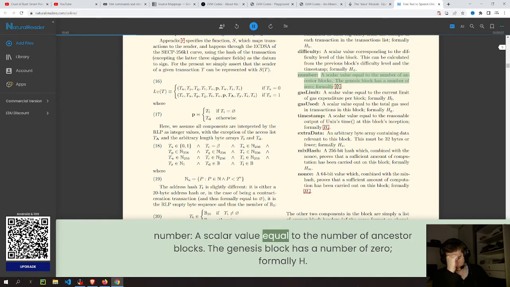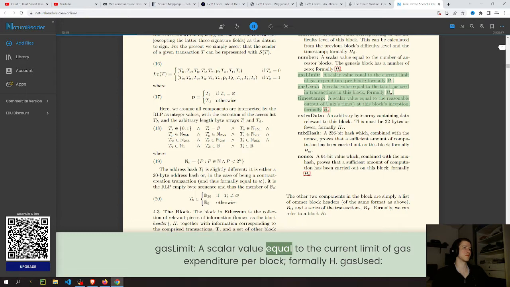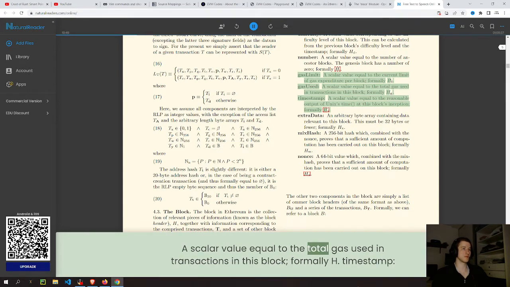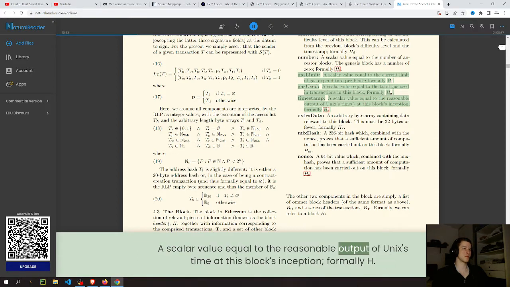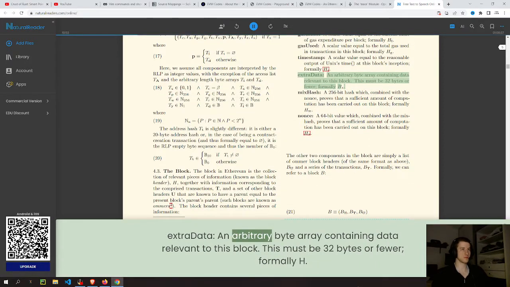Number, a scalar value equal to the number of ancestor blocks. The genesis block has a number of 0, formally H. Gas limit, a scalar value equal to the current limit of gas expenditure per block, formally H. Gas used, a scalar value equal to the total gas used in transactions in this block, formally H. Timestamp, a scalar value equal to the reasonable output of Unix's time at this block's inception, formally H. Extra data, an arbitrary byte array containing data relevant to this block. This must be 32 bytes or fewer, formally H.